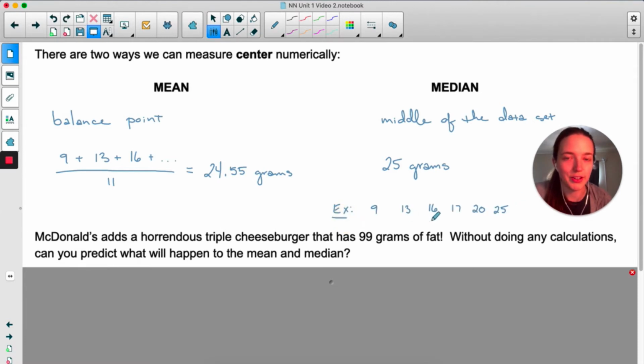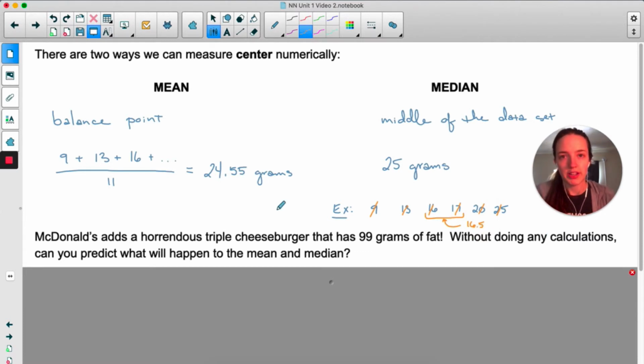Just a quick side note, if you have an even number of data points, you'd be crossing things off like this: lowest, highest, lowest, highest, lowest, highest, and then there's nothing. You would just find the average of these 2 numbers. The median would be 16.5 in this case. In the burger example, we had an odd number, so that didn't happen, but just a heads up.